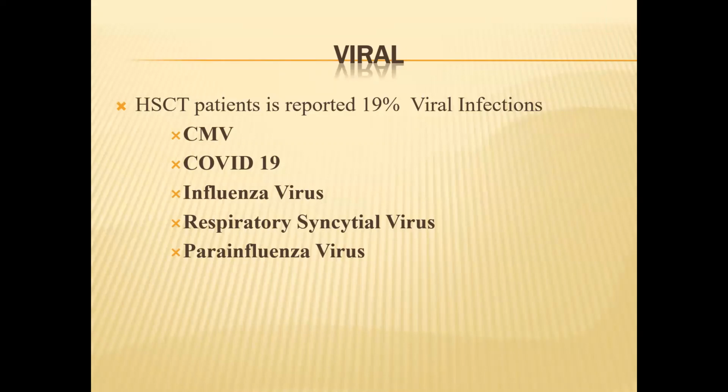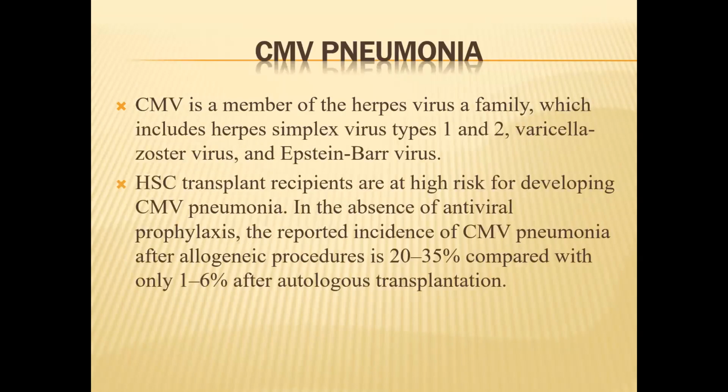Viral pneumonias are reported in 19% of HSCT patients. Most commonly CMV and COVID-19, which is nowadays a big challenge for healthcare physicians to deal with. Others, which mostly happen in the post-transplant phase, are influenza virus, RSV, and parainfluenza virus. I will discuss CMV pneumonia, which is more common in bone marrow transplant patients. CMV, cytomegalovirus, is a member of the herpes virus family, which includes herpes simplex HSV 1 and 2, varicella zoster, and Epstein-Barr virus.